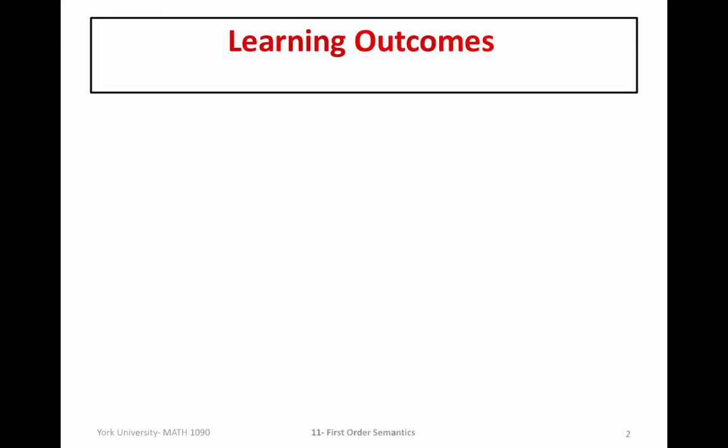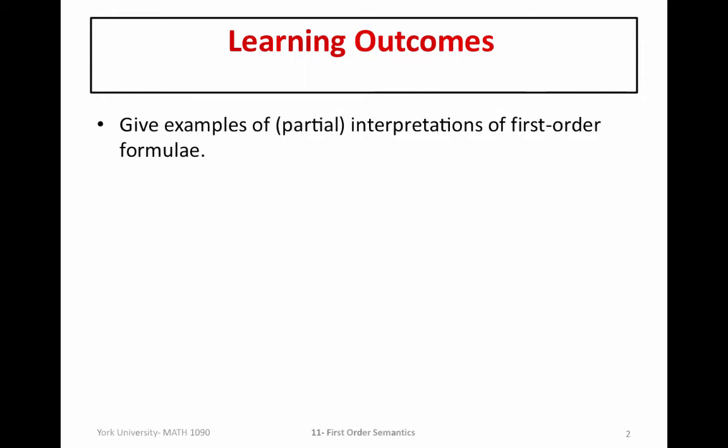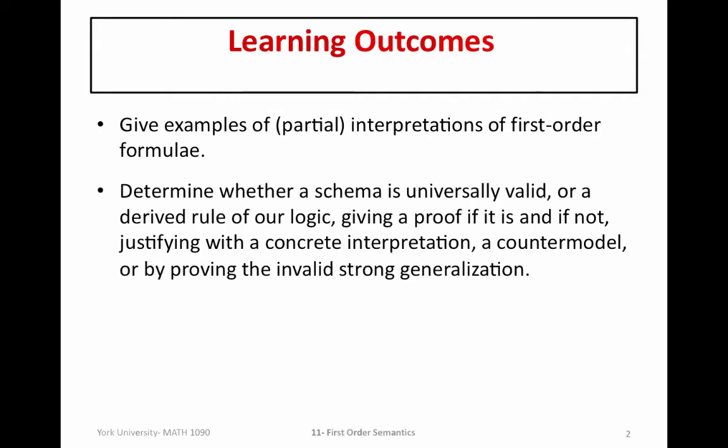So the learning outcomes for this section are to first give examples of partial interpretations of first-order formulae. So we'll define what interpretations are and give examples of interpretations of first-order formulae. And then we're going to use these interpretations to determine whether a schema is universally valid or a derived rule of our logic, giving a proof if it is, and if not, justifying with a concrete interpretation or a countermodel, or by proving the invalid strong generalization.